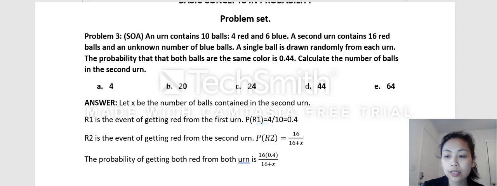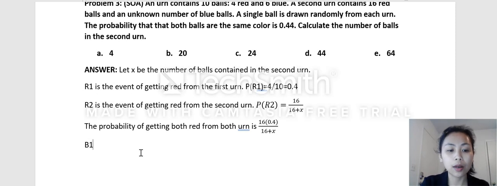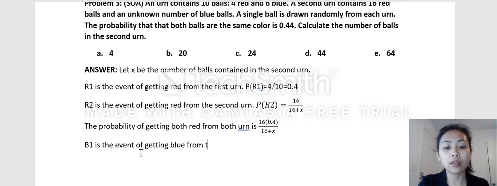Similarly, if I say B1 is the event of getting blue from the first urn, we have probability of B1 is 6 out of 10, right? That is 6 over 10, that is 0.6.